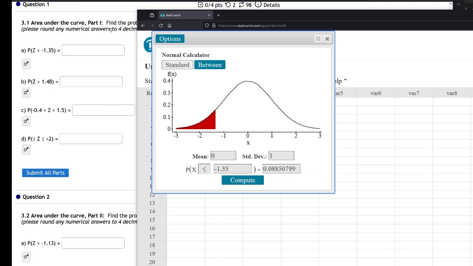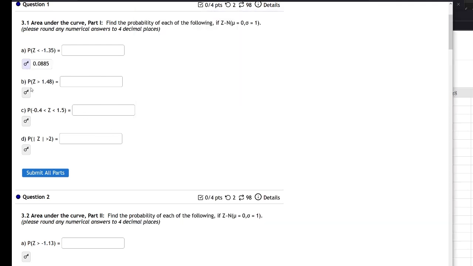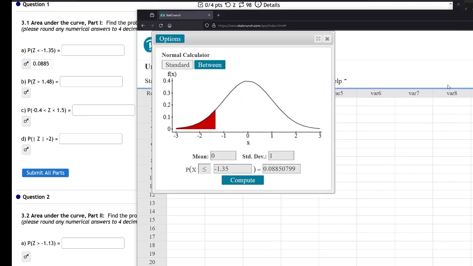And they're telling us to round to 4 decimal places. Wait, did I round? 1, 2, 3, 4. Yeah, 1, 2, 3, 4. Oh, yeah, 0.0885. So it does match up with our values. So you can see that we're getting the right answer there.